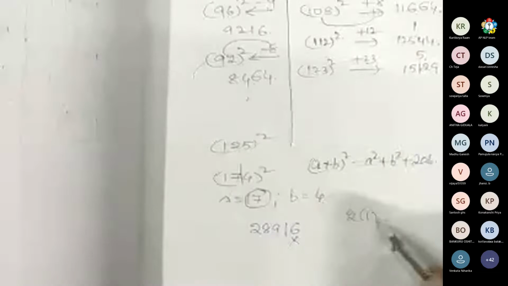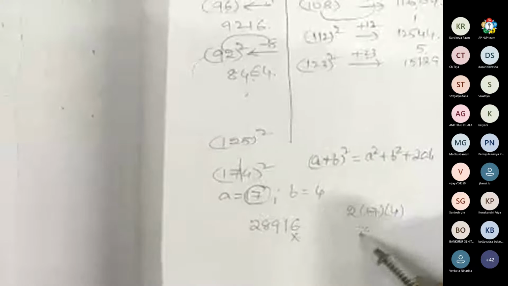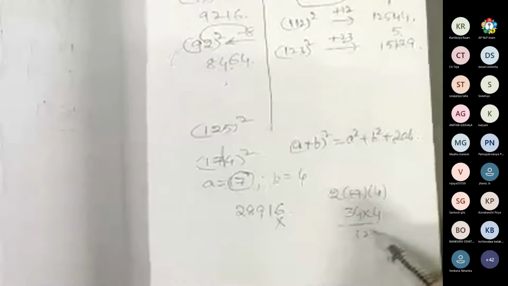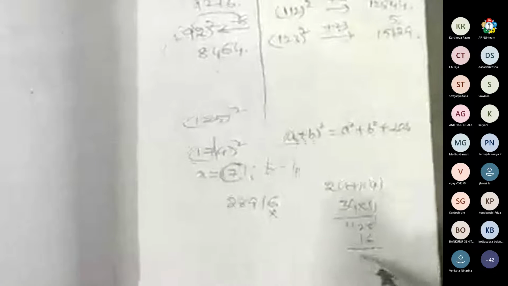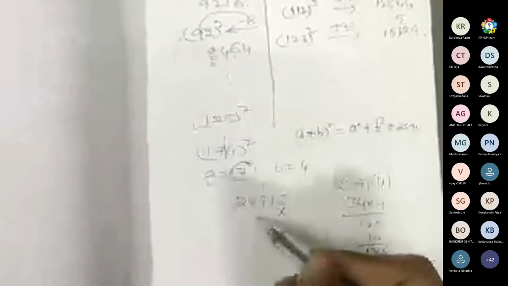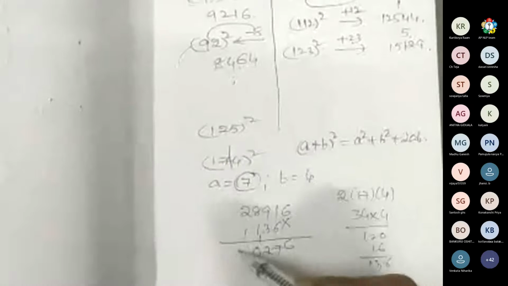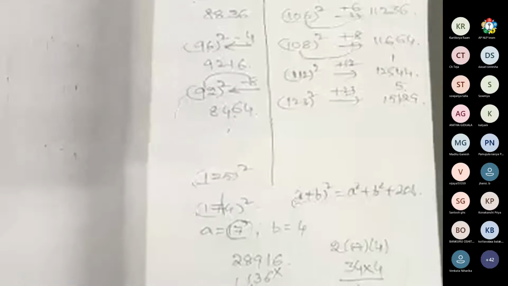2 into 17 into 4. 2 17s are 34, into 4. 4 30s are 120, 4 4s are 16. Answer 136. 289 plus 136, 30276. Okay. Right.